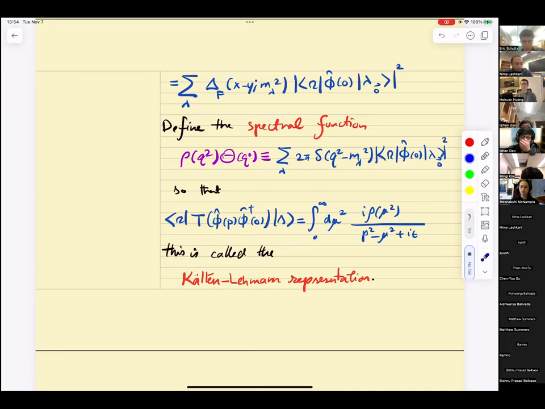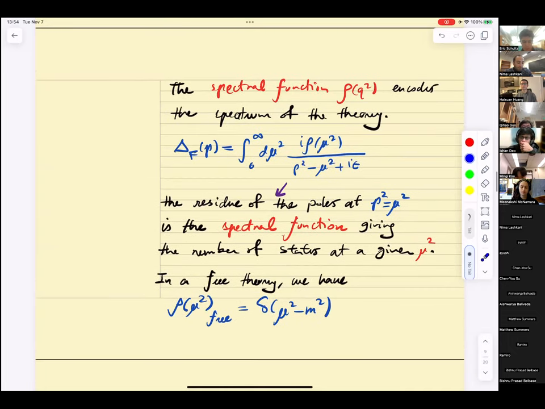I'm going to explain a little bit further. Said differently, the spectral density rho of q squared encodes the spectrum of the theory. Why? Because if you recall, when we looked at the propagator, the pole of the propagator was telling us about the mass of the particles in the theory, right? So here is the same story. The pole at p squared equal mu squared has weight rho of mu squared. So the spectral density tells you the number of states at a given mu squared. That's a physical interpretation of it.